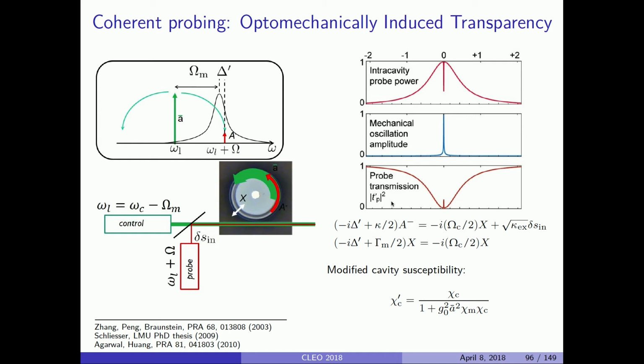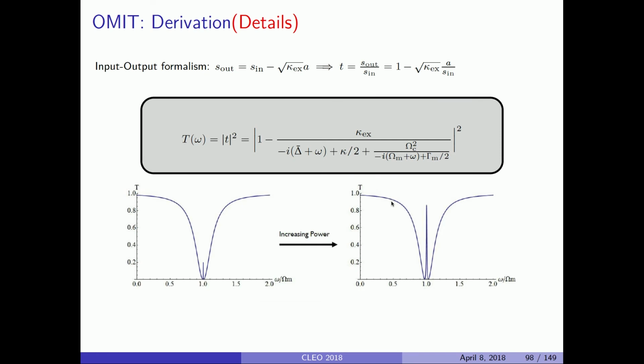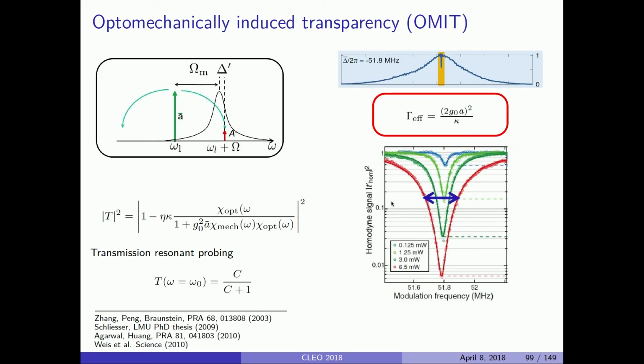This transparency feature can be very narrow. First of all, it's tunable. By increasing the power on the lower sideband, you can make that transparency feature deeper and wider. The width of that feature in the weak probe limit is just given by the mechanical damping rate, so you can make it exceptionally narrow. I give details on the calculation on the slides, so you can see it here.